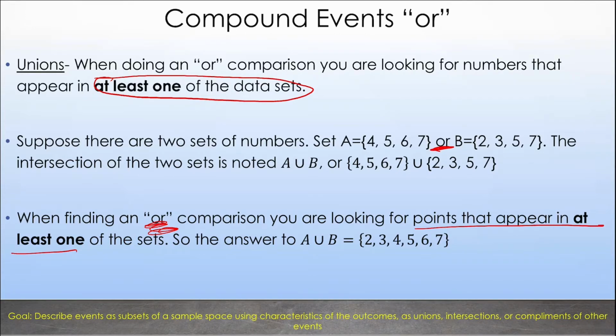So when I'm finding this "or" comparison, we're looking for points that appear at least one time in each of the sets. All right, 4 appears once, 5 appears once, 6, 7, 2, 3, 5 appears twice, and 7. So I don't necessarily have to highlight it. I have 2, 3, 4, 5, 6, 7 all appear at least one time.